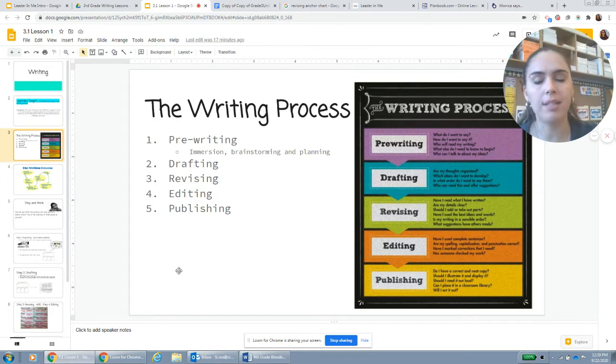So, what is the writing process? The writing process is our stages of writing that a writer uses to make sure that their writing is good and that they're becoming a good writer. There are 5 steps or stages to the writing process: pre-writing, drafting, revising, editing, and publishing. And I know that might sound like a lot of big words, but don't worry because we're going to be using this all year and you're going to become an expert at it.